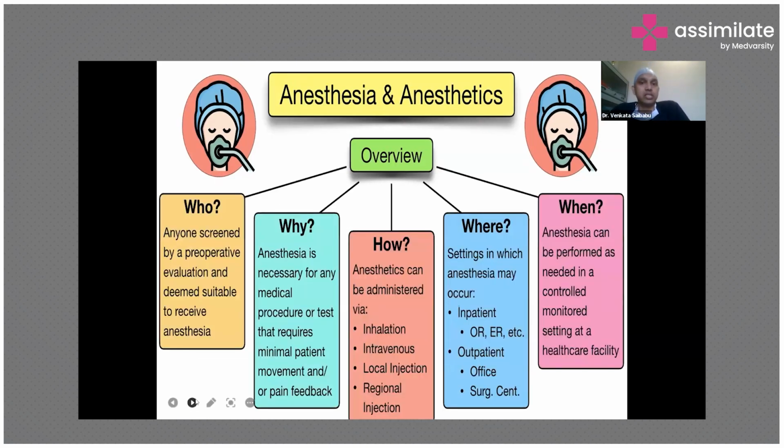So now coming to anesthesia and anesthetics, we'll go over an overview: who, why, how, where. So anyone who's screened by a preoperative evaluation. A surgeon decides the surgery. After deciding the surgery, he'll send the patient to the anesthesiologist.